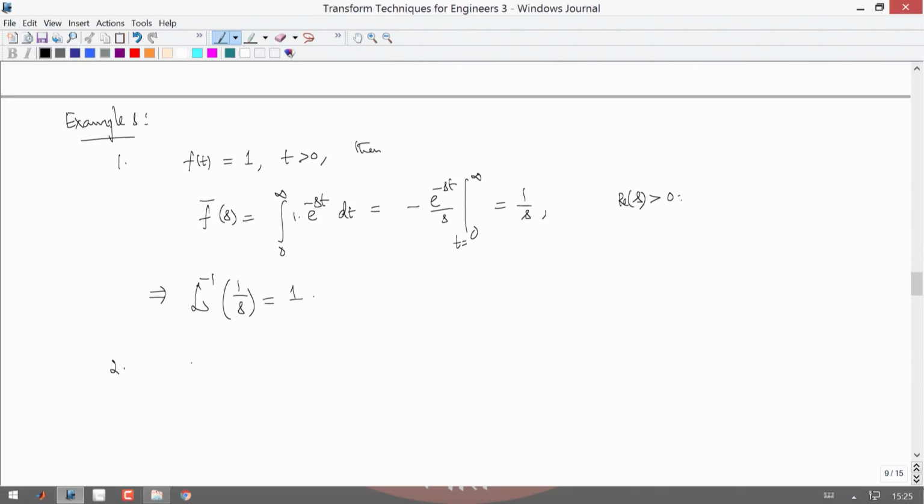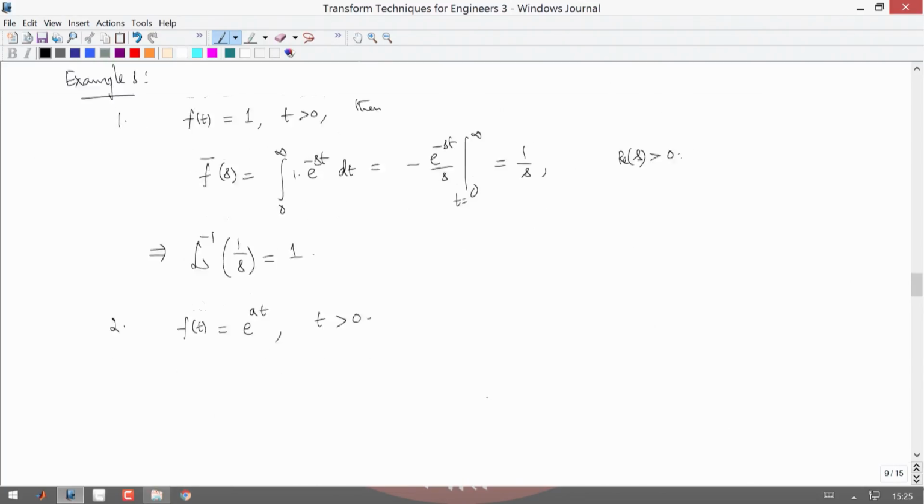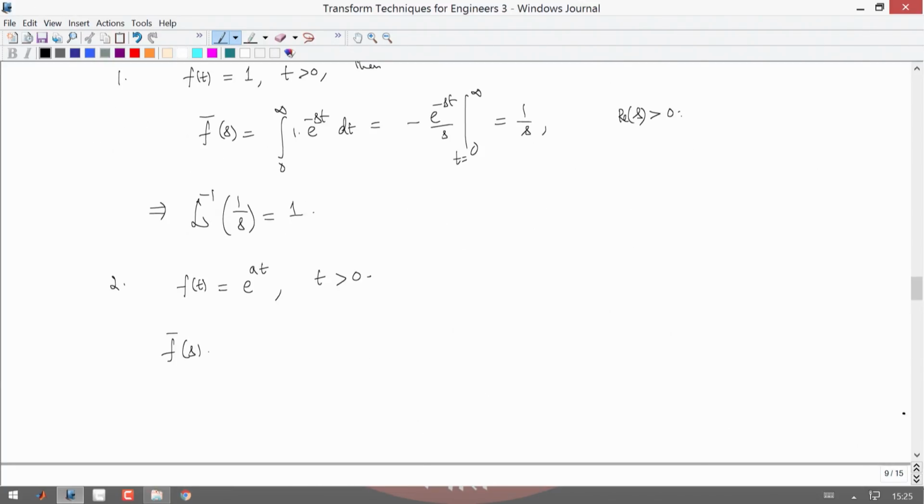The second thing we can consider is the exponential function. We have already seen the exponential function of order 0. If you consider the exponential of order a, the Laplace transform, f bar of s, is the integral from 0 to infinity of e power at times e power minus st dt. In the same way, you can see that it is going to be 1 by s minus a, where the real part of s has to be greater than a. So the inverse Laplace transform of 1 by s minus a you can immediately write as e power at.